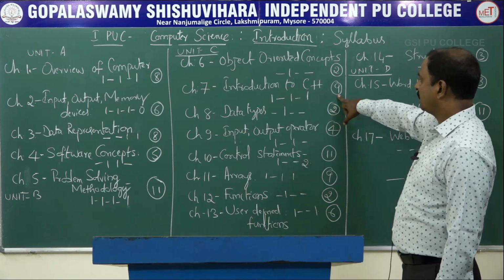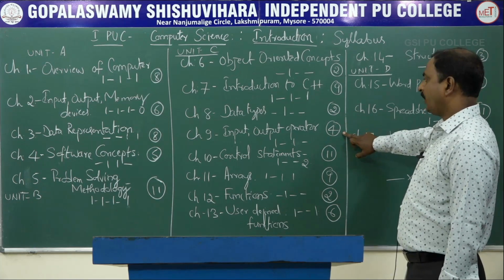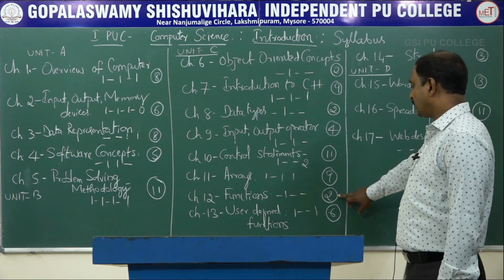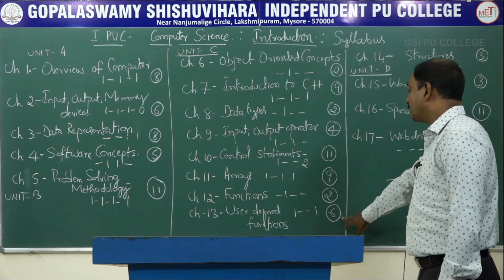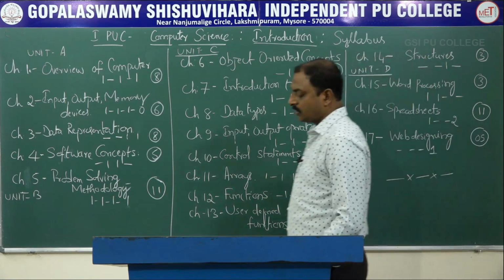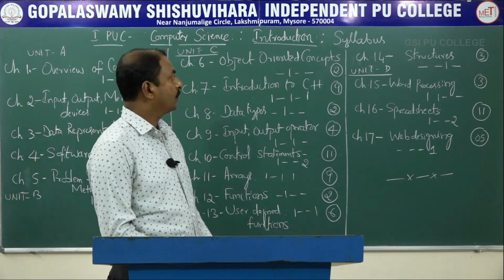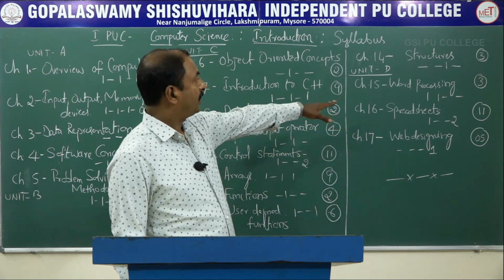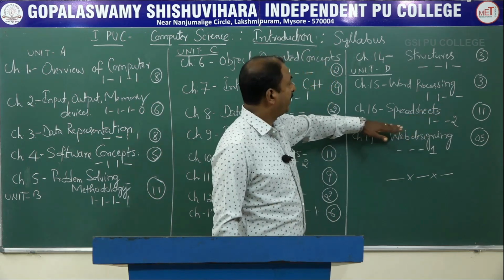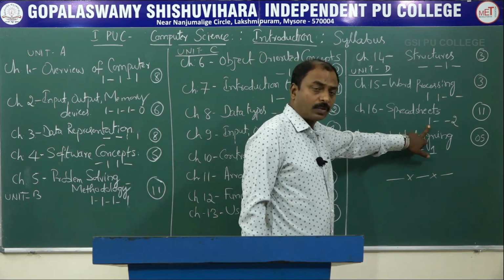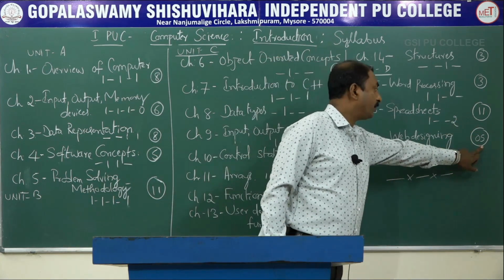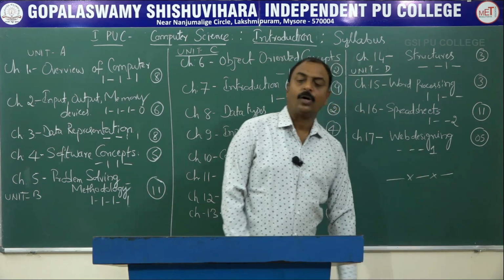Introduction to C++ is 9 marks, data types 2, input output operators weightage is 4 marks. Similarly, control statements 11 marks, arrays 9 marks, functions 2 marks, and user defined functions 6 marks. Here one 5 mark question and one 1 mark question. Similarly, if you look at the structure, the weightage is 3 marks, only one 3 mark question, and chapter 15 weightage is 3 marks. We have one 1 mark question, one 2 mark question, and for spreadsheet software, one 1 mark question and two 5 mark questions, weightage is 11 marks. And under web designing, we have 5 marks and only one question. It's a very long answer question.